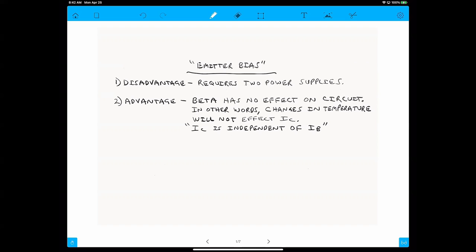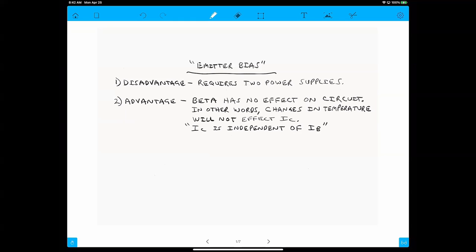This is going to have a disadvantage and an advantage to it. The disadvantage, of course, is it requires two power supplies. This is the lab that you're going to be doing on Wednesday morning. You're going to be working with the emitter bias with two different power supplies. So just keep that in mind. I think you're already familiar with hooking up a dual power supply with the ground sources all tied together, but you'll be doing that again on Wednesday morning.